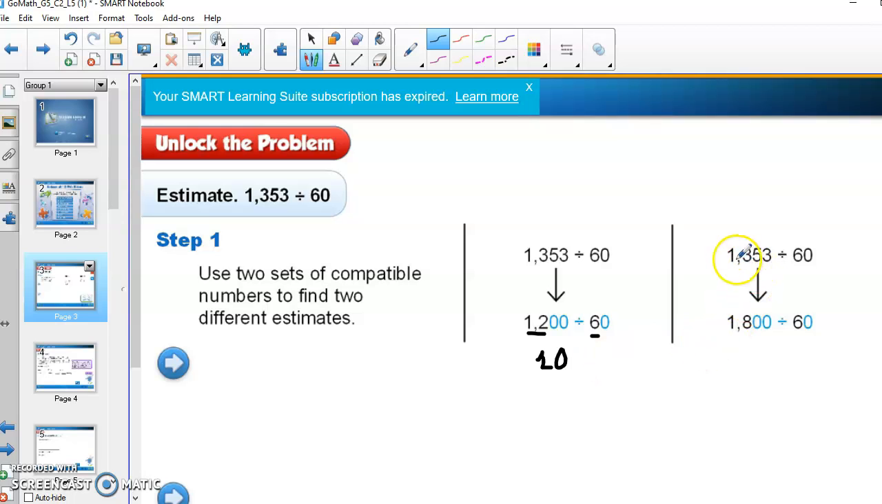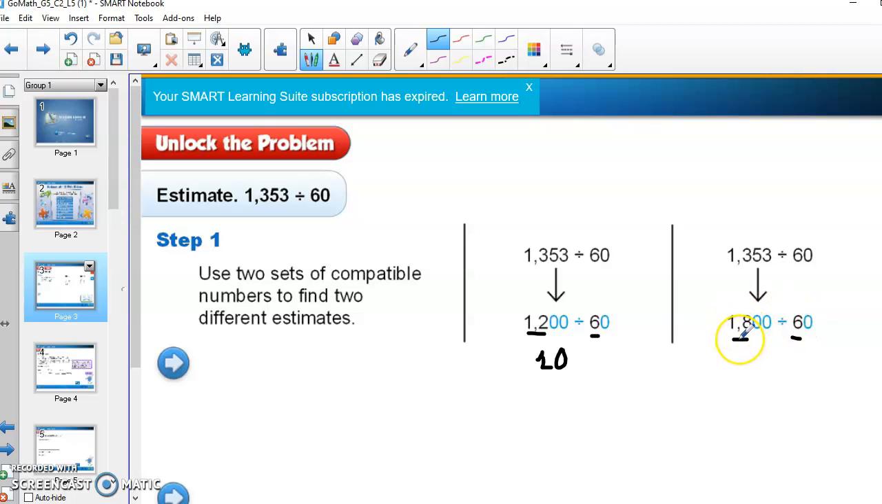That's pretty fast. Now here's another way that you could use compatible numbers to come up with an answer. They rounded 1,353 feet all the way up to 1,800 and kept 60 the same. You're probably saying, well, what makes 1,800 and 60 compatible with each other? They're compatible because 18 and 6 are compatible. 18 is a multiple of 6, and 6 is a factor of 18.